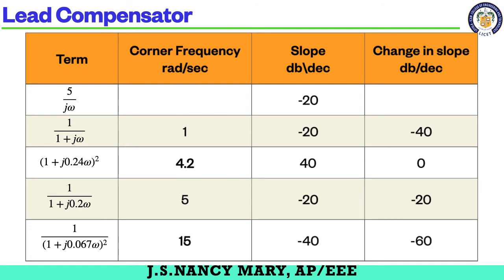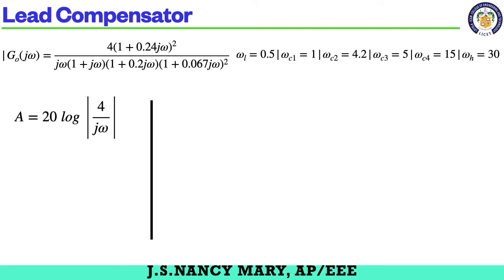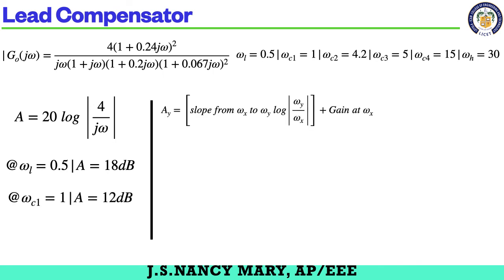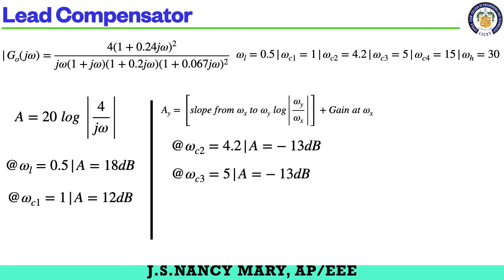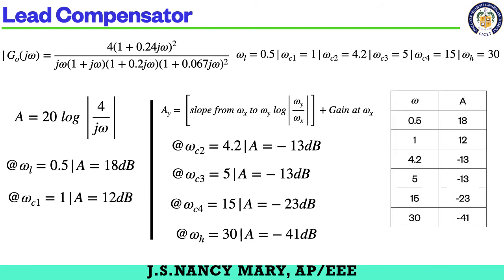Okay. So again we need to construct the same procedure. Choose omega L and omega H. So we are choosing 0.5 and 30. When A equal to 20 log 4 by J omega, we need to find out for 0.5 and 1. So when it is 0.5, it is 18 decibel, and at 1 it is 12 decibel. And for the other values, we need to use the next formula. So at omega C2, we are getting minus 13, omega C3 minus 13, omega C4 minus 23, and omega 30 minus 41. Tabulate all the values.